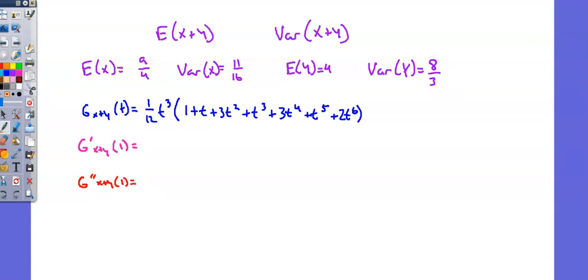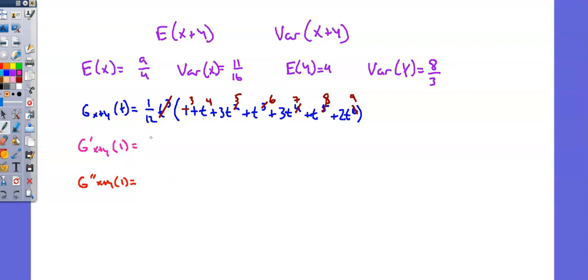And to make the process easier, I'm going to undistribute this t cubed out front in my probability generating function. If I bring that inside of the brackets, we end up with the first term is t to the power of 3, next term t to the power of 4, then 3 times t to the power of 5, t to the power of 6, 3 times t to the power of 7, t to the power of 8, and 2 times t to the power of 9.